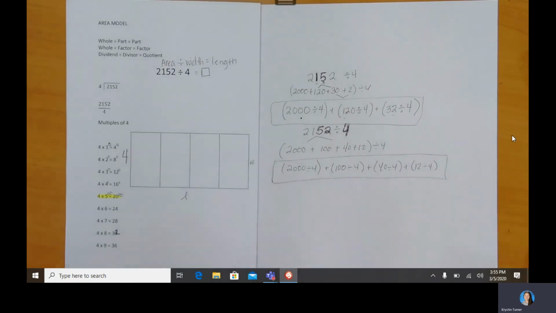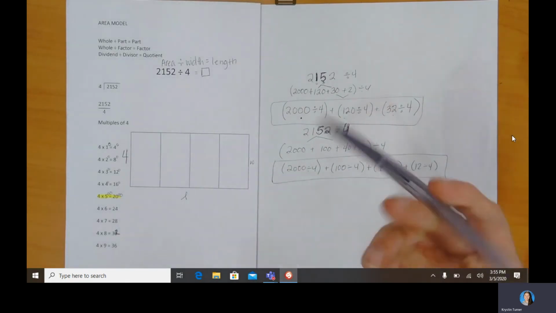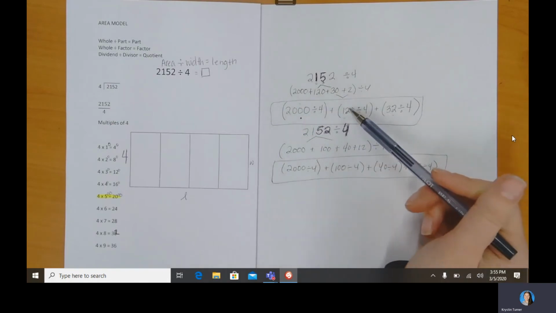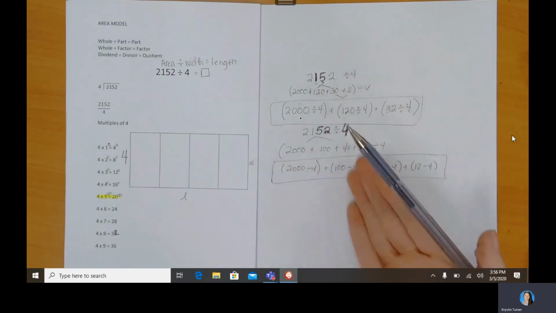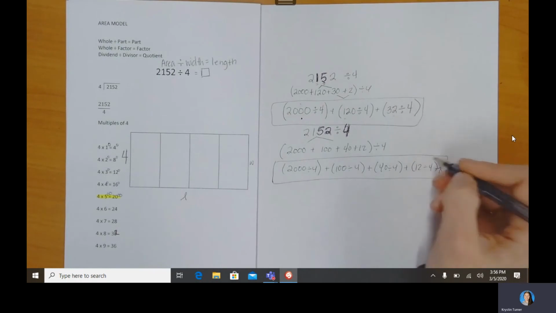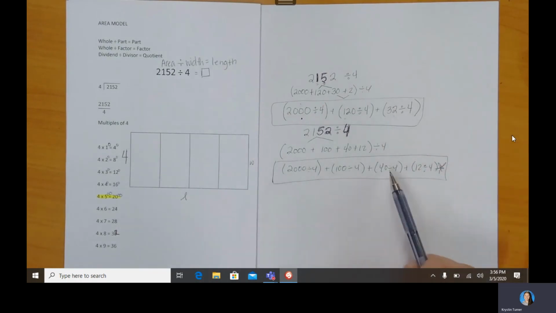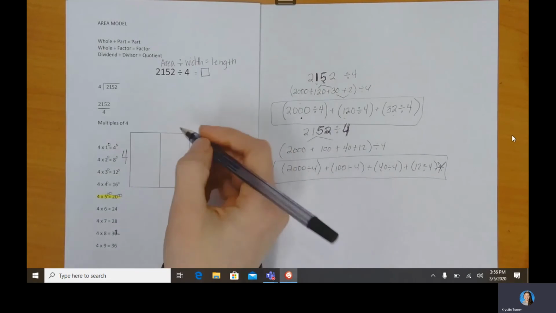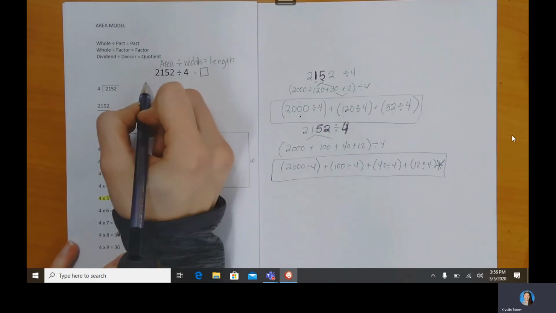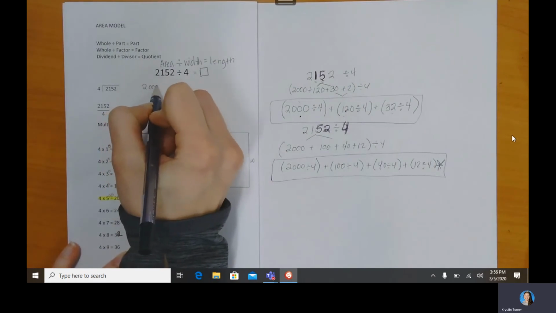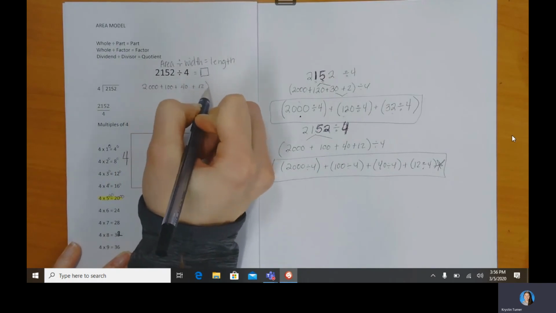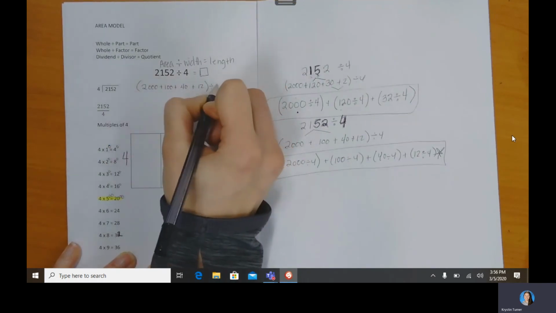There are other options out there. We just need to make sure that this dividend can be divided by 4. As long as this dividend can be divided by 4, I can decompose 2,152 in multiple ways. We're going to use this way since this is set up into 1, 2, 3, 4 pieces. So I've taken my 2,152 and decomposed it into 2,000 plus 100 plus 40 plus 12. And I'm going to divide each of those individually by 4.